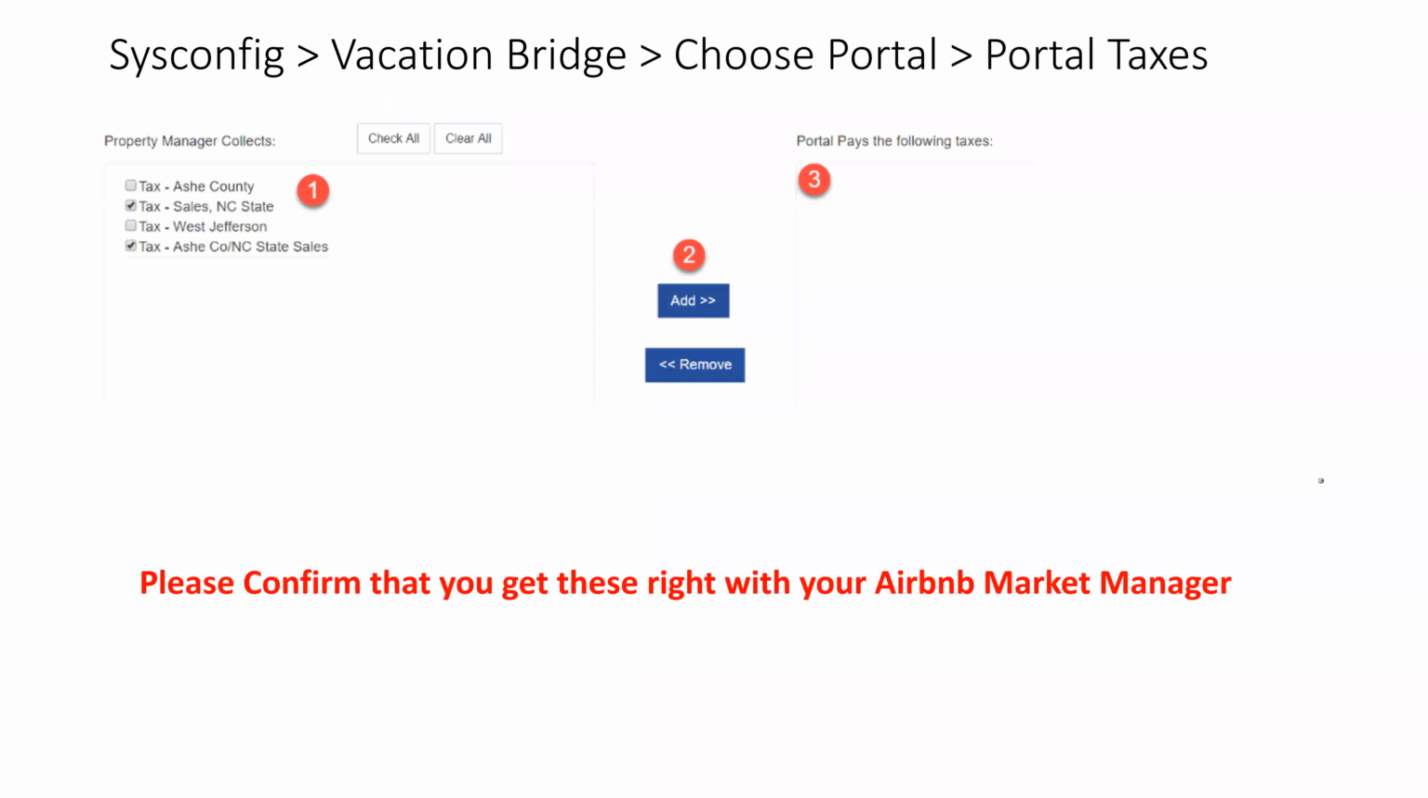So the taxes, very simple in concept, but very critical that you get them right and get them right the first time. You should all be familiar with this type of screen in VRM. You check the boxes when you want to add something from the left side to the right side. Check the box, click add, and then you will move those items over into the right-hand screen. And those are the taxes that the portal will pay, and you will not be responsible for collecting and paying.